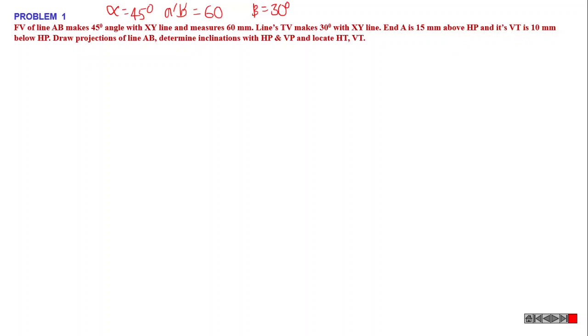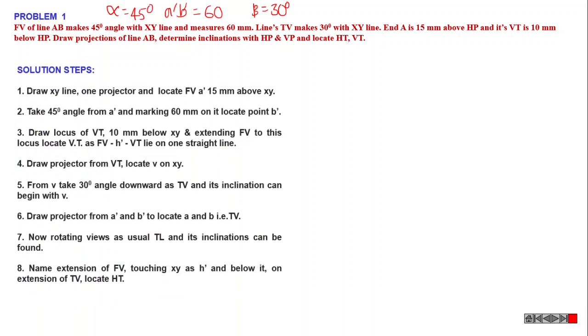Then in this case, this is the step-by-step procedure. Here we have to draw the XY line first. Then we can locate the point A. That point A is 15 mm above HP. That means we can locate the front view of point A, 15 mm above HP. This distance is equal to 15 mm. We can't locate the top view of A because that distance is not given here.